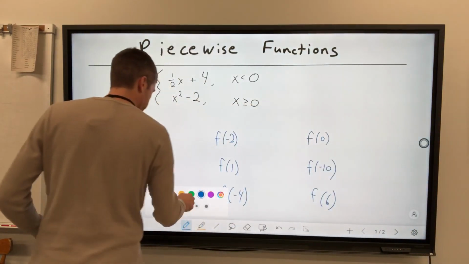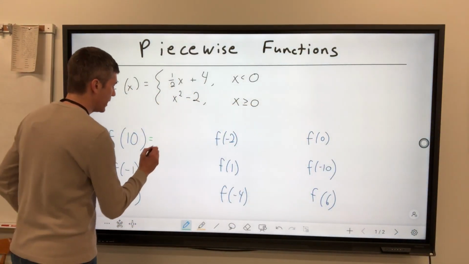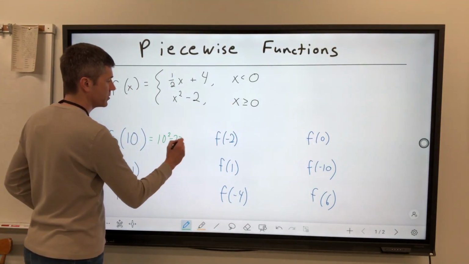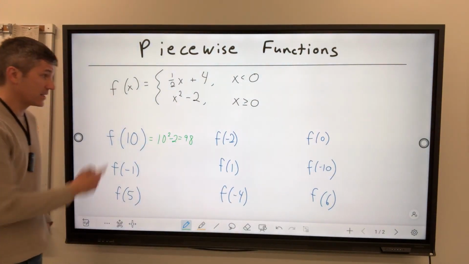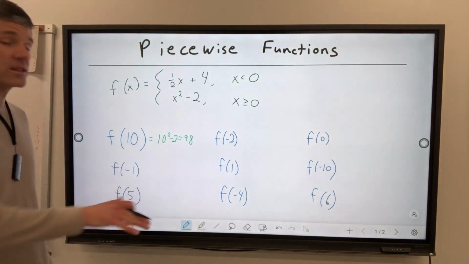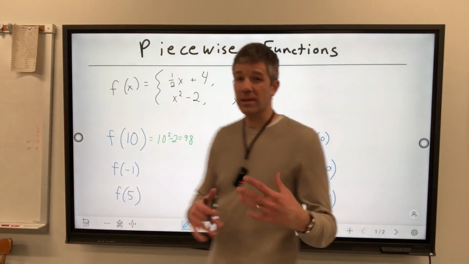Let me switch colors here so everything doesn't run together. And so I'm going to plug 10 in here because, well, 10 squared minus 2 is 98 and 10 is greater than 0, so that's it. That's all I have to do. So the rest of these are going to be pretty straightforward. I think you'll get the hang of this very quickly.